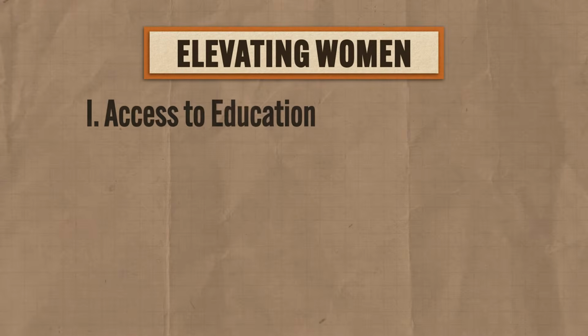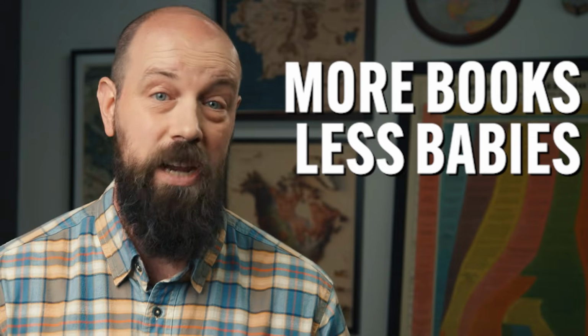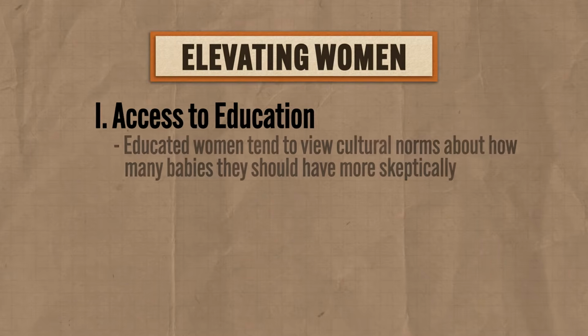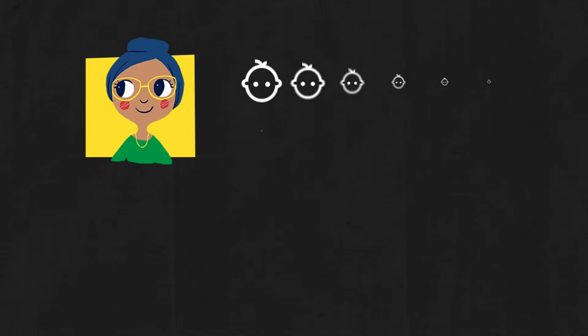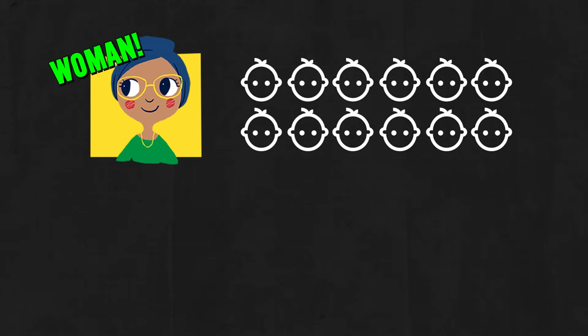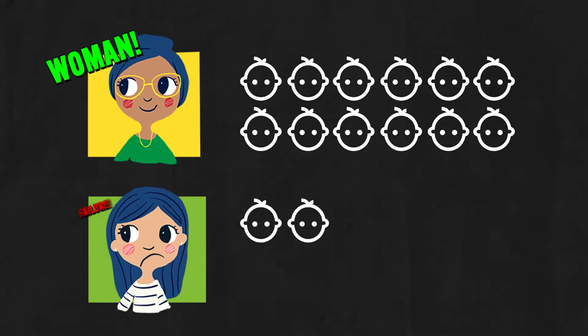First is access to education. Pretty universally, when women have more access to education, they tend to have fewer children, which is known as the more books, less babies phenomenon. And why is that? Well, educated women tend to view cultural norms about how many babies they should have more skeptically. Like in societies with traditional gender roles, the number of babies a woman has is kind of like the measuring stick of how good of a woman she is. It's like, here's a woman with 12 babies, and that is a woman. But here's one with 2, and what are you even doing with your life?